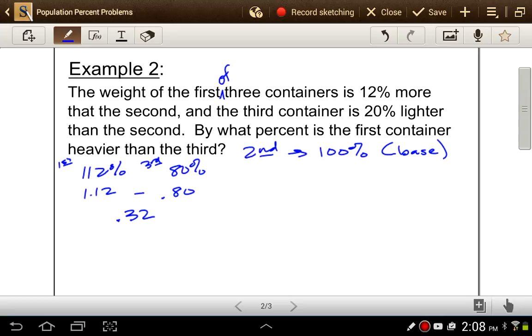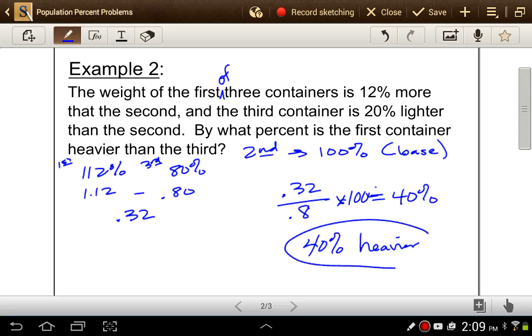Now, we want to know by what percent heavier the first container is than the third. So we take our difference, 0.32, and divide it by the third container, that lighter container, because we want to know how much heavier it is based on the third container. That's why I'm doing 0.8 here. If I wanted to know how much percent lighter the third one is, then I would use the 1.12. When I divide that and multiply by 100, because we're finding percent change, that's going to equal 40%. So it's 40% heavier.